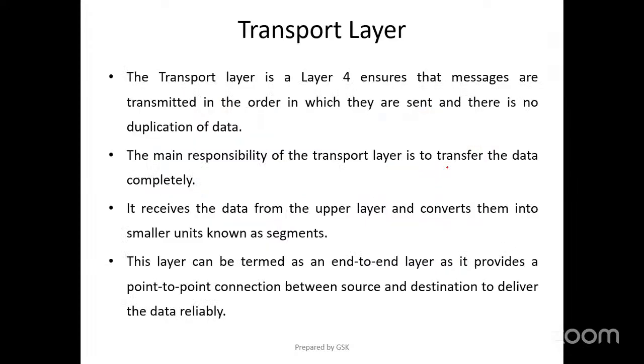Then the fourth category, that is the transport layer. By the name, you can understand that. And one more important point, as of now, we covered three layers, the three bottom layers, the hardware layers. Now, the transport layer, as we covered, is the heart of the OSI, and it acts as an interface between software layers and hardware layers, right?